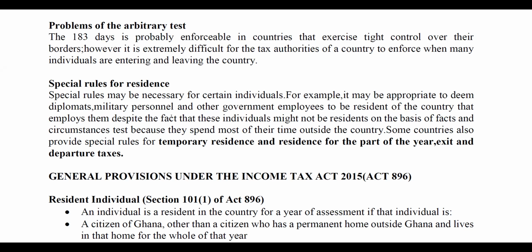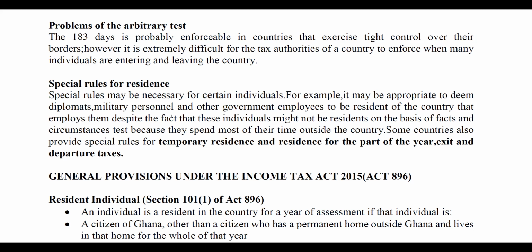So we have some special rules for residents. Special rules may be necessary for certain individuals. For example, it may be appropriate to deem diplomats, military personnel, and other government employees to be residents of the country that employs them, despite the fact that these individuals might not be residents on the basis of the facts and circumstances test, because they spend most of their time outside the country. Some countries also provide special rules for temporary residents, residents for a part of the year, exit and departure taxes.